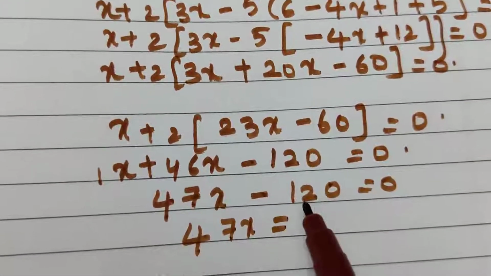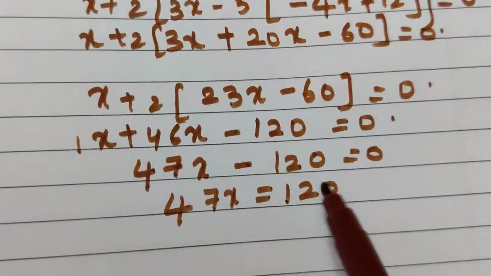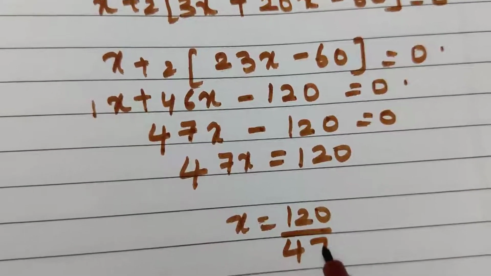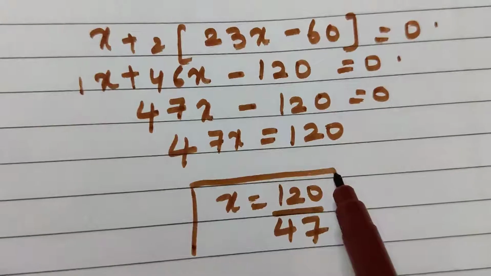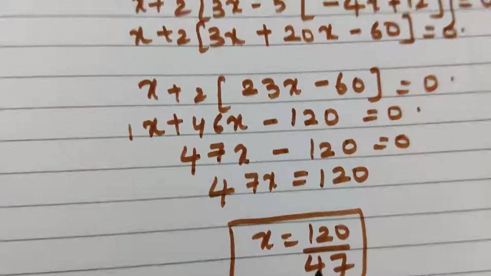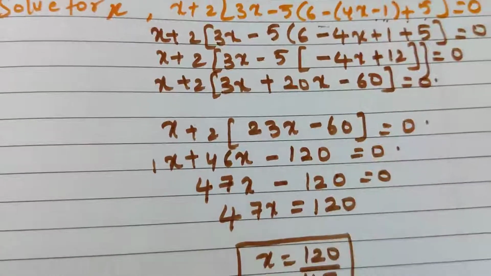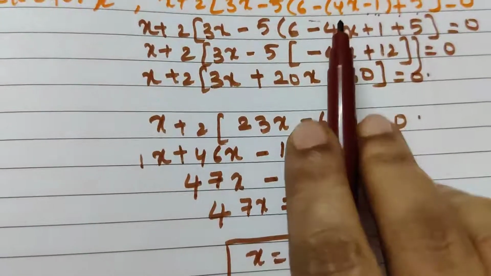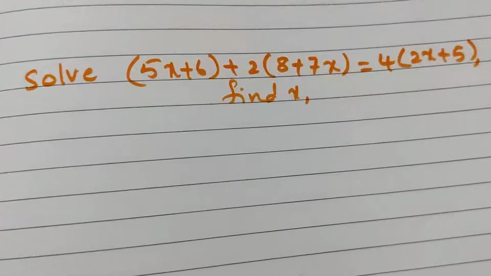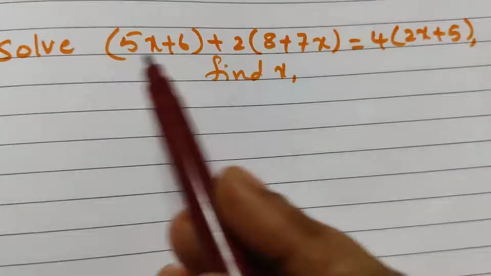47x is equal to, if this will go that side, it will become 120. x value is 120 by 47. If you resolve this, you will get it in decimal points, or you can just keep it as x is equal to 120 by 47. This is how we will resolve these kinds of problems. The deepest bracket first. Okay. Coming to the next problem, suppose if it is giving something like this, same thing we'll do here.